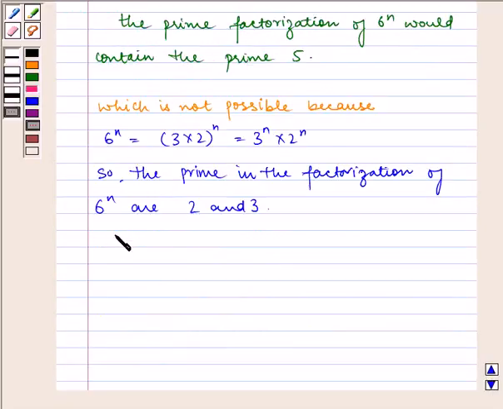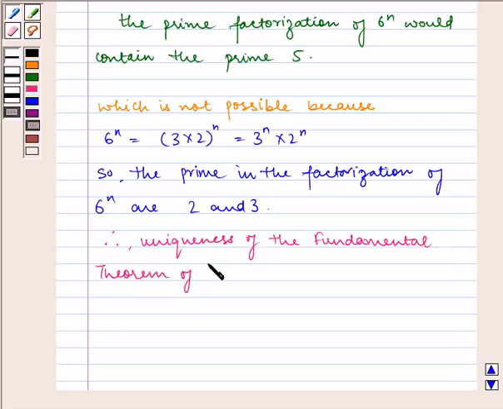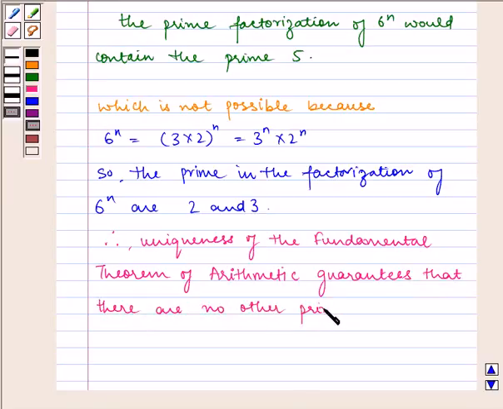Therefore, the uniqueness in the fundamental theorem of arithmetic guarantees that there are no other primes in the factorization of 6 to the power n.